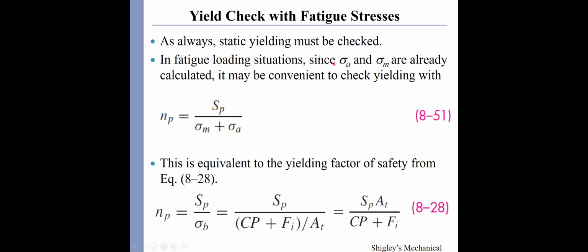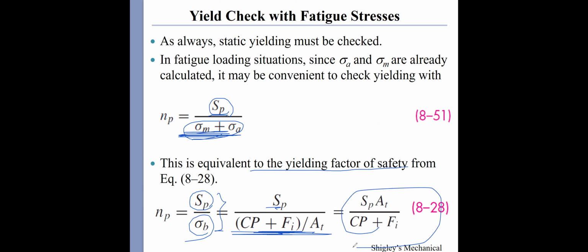In the fatigue loading situation, since sigma A and sigma M are already calculated, it might be convenient to check yielding with np equals Sp, the proof strength, divided by sigma A plus sigma M. This is equivalent to the yielding factor of safety np equals Sp, the proof strength, divided by sigma B. Just plug these values into this equation, and we get the yielding factor of safety equals Sp times At divided by CP plus Fi.